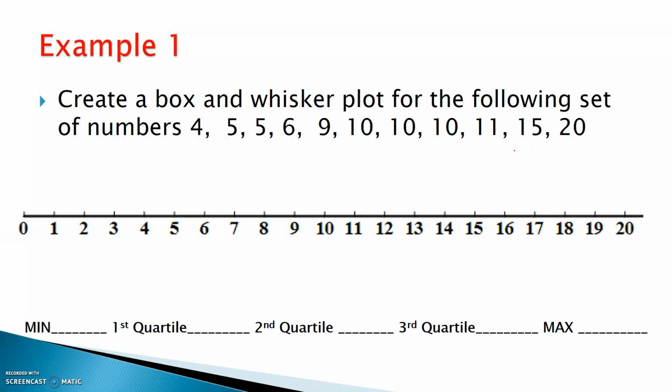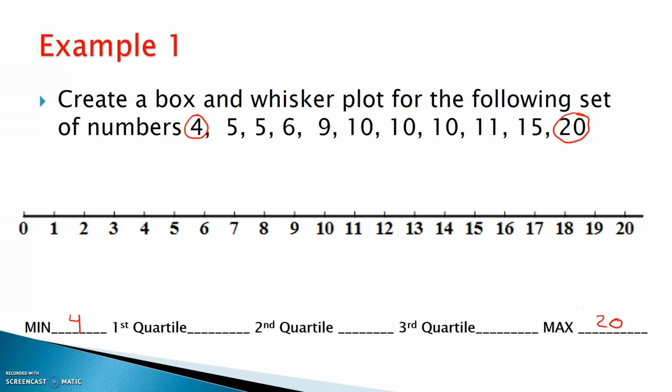I need to find all five pieces here. The minimum is pretty easy. What's the smallest number we have? That is a 4. So put min, that's my 4. Let's move on to the next easiest. What's the max, guys? What's the biggest number we have here? Of course, that's going to be 20.